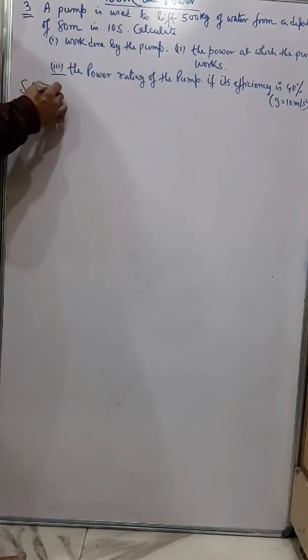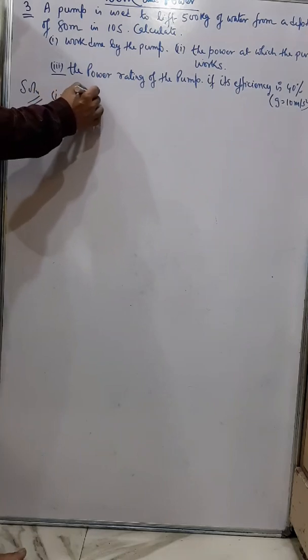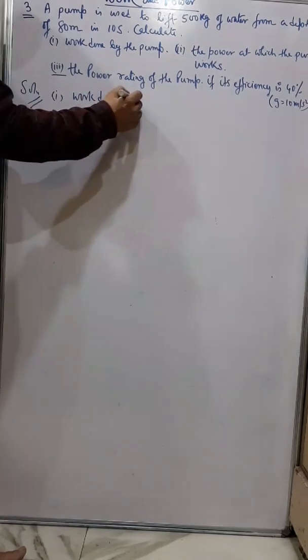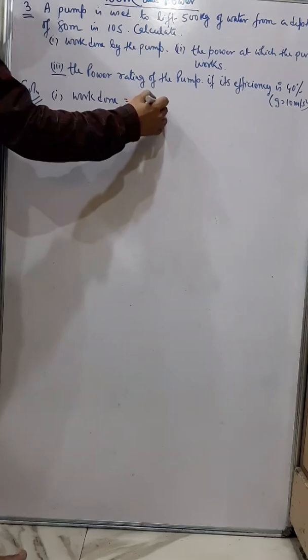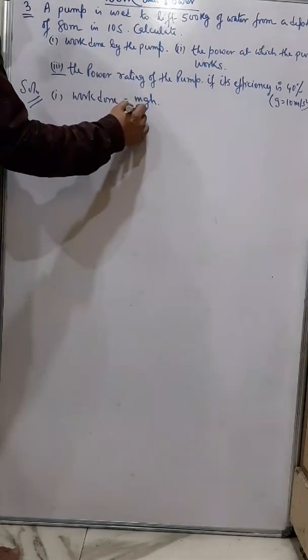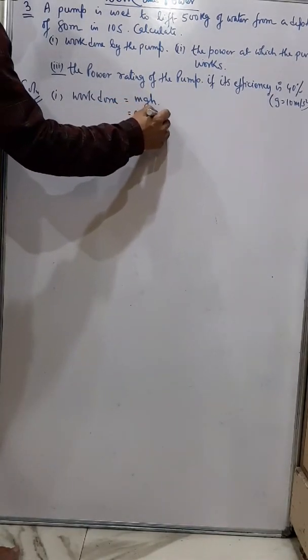Okay, now in this sum they told a pump is used to lift 500 kg of water from a depth of 80 meter in 10 seconds. Calculate the work done, the power and the power rating. Now here number 1 and number 2 are easy, that you can do, but still I am doing it. Number 1, work done. So again work done I can directly say it is m into g into h. M is 500 kg, g is 10 meter per second square, and height is 80 meters.